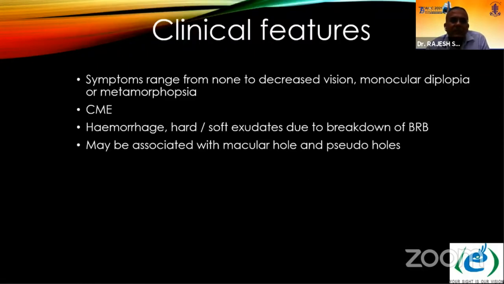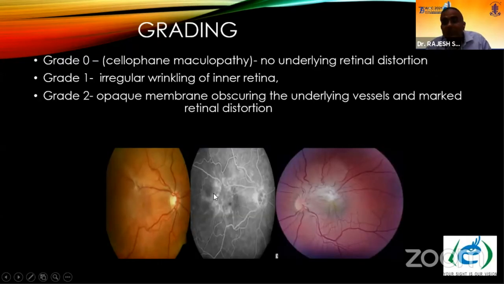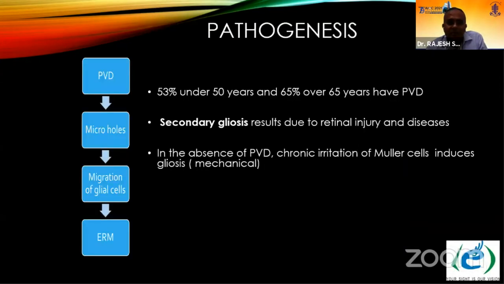The clinical features: symptoms range from none to decreased vision, monocular diplopia or metamorphopsia, CME, hemorrhage, etc. It could cause breakdown of the BRB, and may be associated with macular holes and pseudoholes. So this is what we are talking about as the macular holes. You can grade macular holes 0, 1, 2, depending upon their appearance. It could be cellophane maculopathy, irregular wrinkling of the inner retina, opaque membrane obscuring the underlying vessels, and retinal distortion.